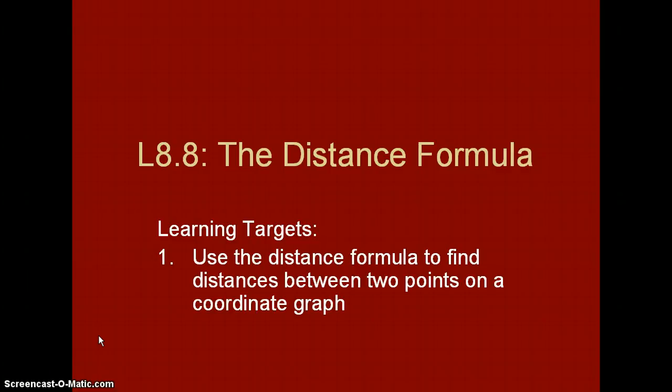Our learning targets today: we're going to actually use a distance formula to find the distances between 2 points on a coordinate graph. There is another way to do it that you may have learned about last year. We will discuss that way briefly, but I will expect that you are using the distance formula specifically. So let's go ahead and get started.